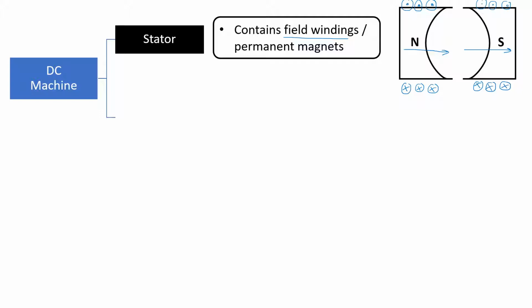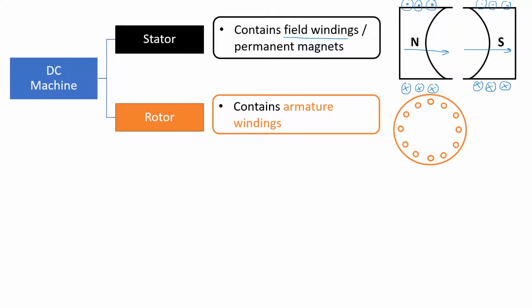The second component required in a DC machine is the rotor, which normally contains armature windings inside slots in the circular rotating part of the machine. So these slots would contain your armature windings.